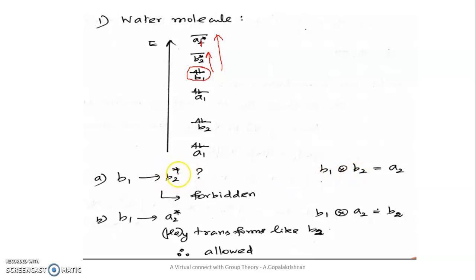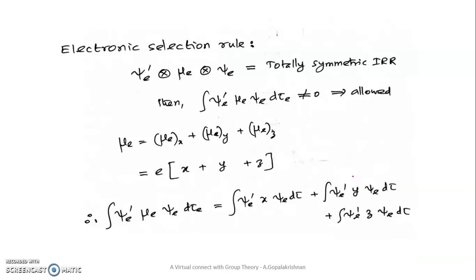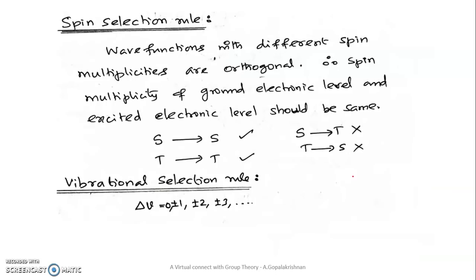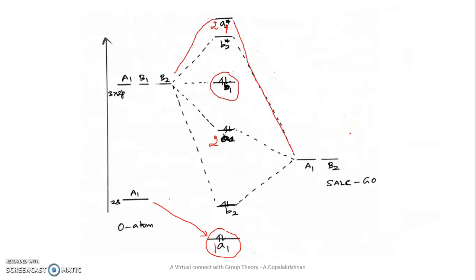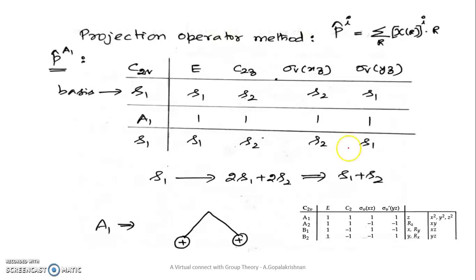B2 star means the star indicates the excited state, that's all. But the representation is B2 only. So take the direct product of B1 and B2. Listen, in the C2V character table, where is the C2V table? Yeah, C2V. In the C2V table, yes, see here.